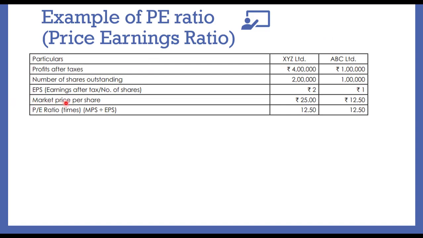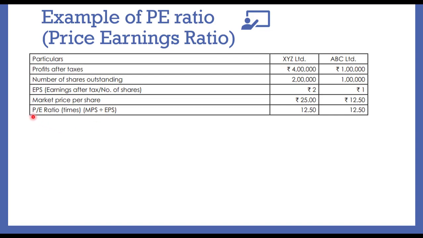Then the market price per share of the stock: here we see 25 rupees for XYZ Limited and 12.50 for ABC Limited. So it is very easy now, right? We have EPS in hand, market price per share in hand. So we can easily find the PE ratio, where P denotes the market price, which should come to the numerator, and E represents the earnings per share, which comes to the denominator. I think you're able to recollect my logic, right?